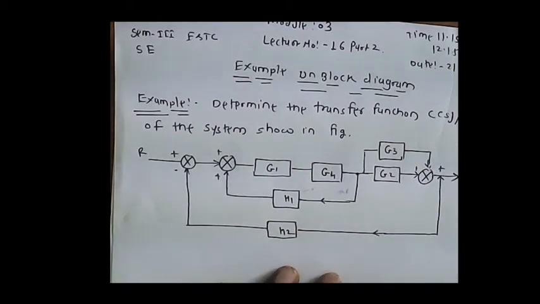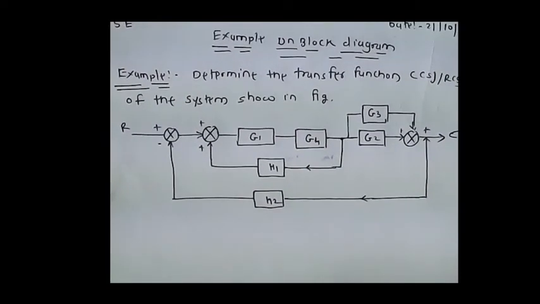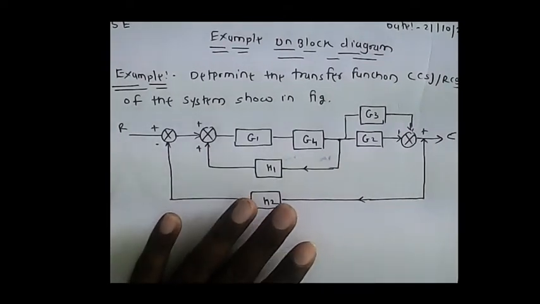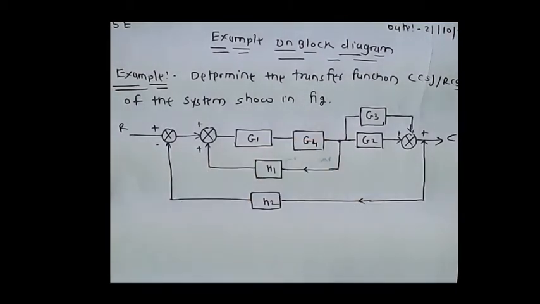First we reduce the given block diagram into simple equations, in a single block. By using the block diagram reduction rules, we can reduce this complicated block diagram into a simple block diagram, and we obtain the transfer function C of s over R of s in the Laplace form. So let us begin with the first.